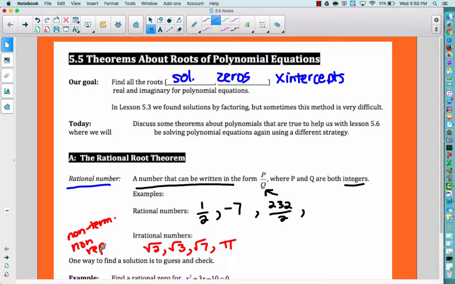And that non-repeating is important, okay? Because like 2/3, if I write that as a decimal, 2/3 is going to be 0.6 repeating. And 1/3 is going to give me 0.3 repeating. Those are rational numbers. I can write 0.6 repeating as 2/3. So that's the big thing you need to know about irrational numbers.